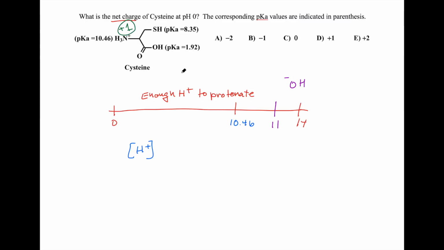Okay? Now this SH group, is the pH lower than that of 8.35? It is, yeah. So it's pH of 0. Because it's pH of 0, what that means is there's going to be enough H plus to protonate this group because the pH is lower than that of the pKa. So when pH is lower than that of pKa, essentially the group is going to be protonated. When the pH is greater than that of the pKa, that means it's going to be deprotonated.